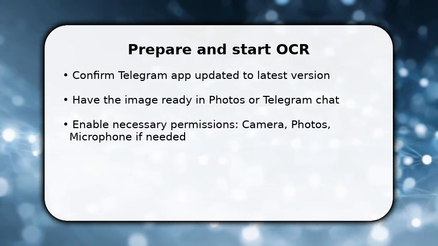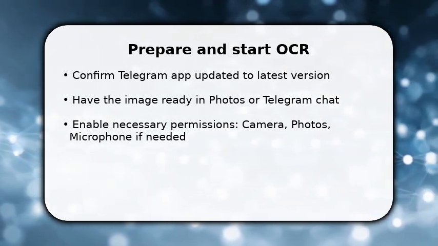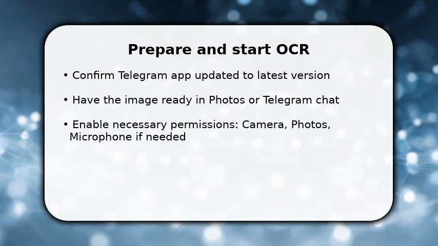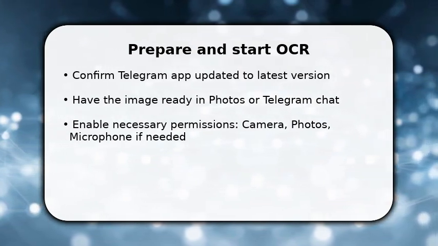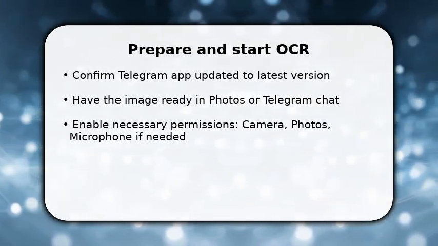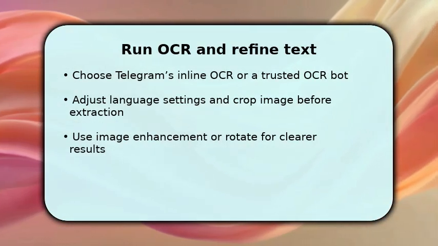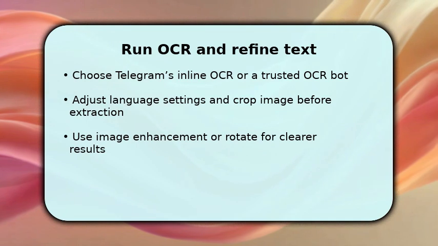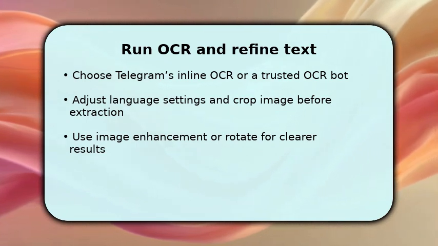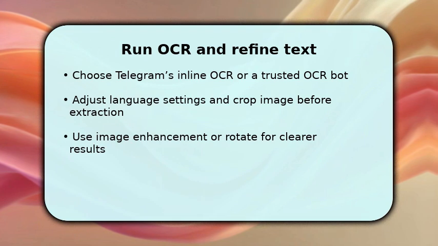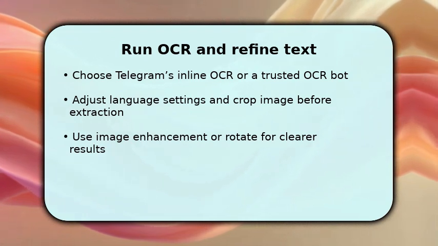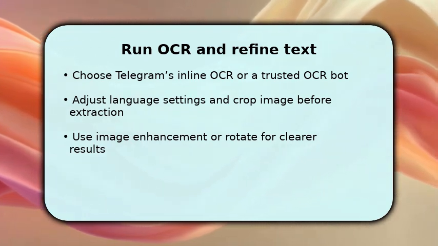If using a bot, start the chat by sending the image now. This first step gets you into the working view where OCR options appear and you can proceed to run recognition. Once you've opened the image or bot, choose Telegram's OCR option or the specific OCR bot's command to extract text. This is where language selection matters, so set the correct language first.